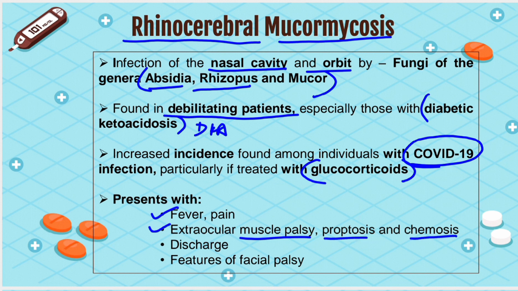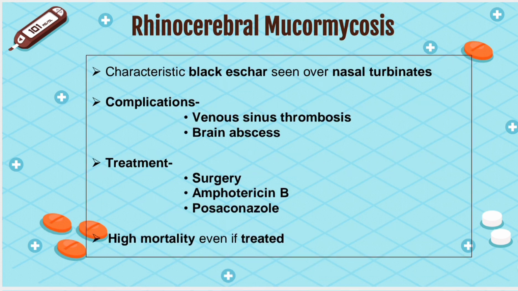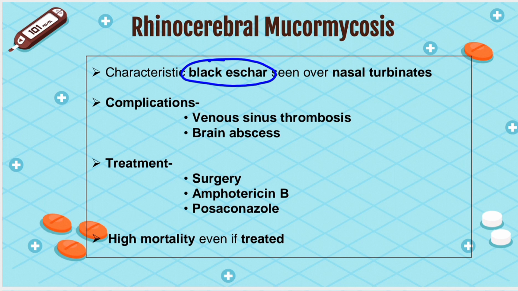Such rhinocerebral mucormycosis patients present with fever, pain, extraocular muscle palsy, proptosis, and chemosis around the eye. Sometimes discharge may also be there from the nasal cavity and orbit, and sometimes they also show features of facial palsy if there is involvement of the facial nerve, the seventh nerve. The characteristic feature of these infections is the presence of black eschar, usually over the nasal turbinates. The complications include venous sinus thrombosis and brain abscess.